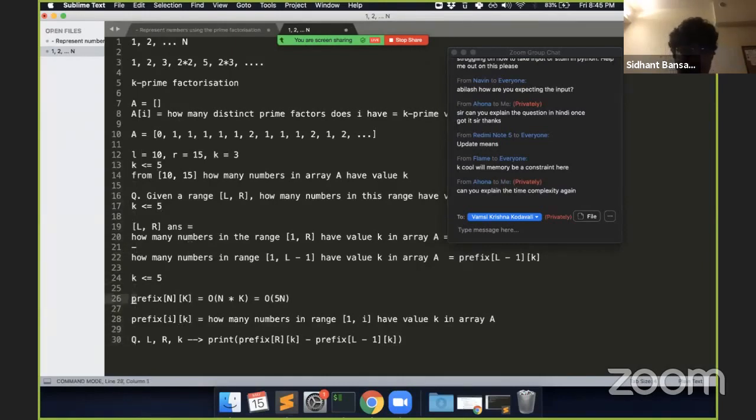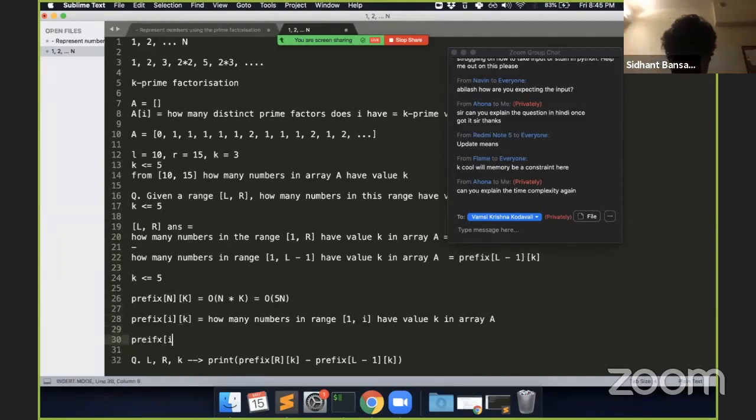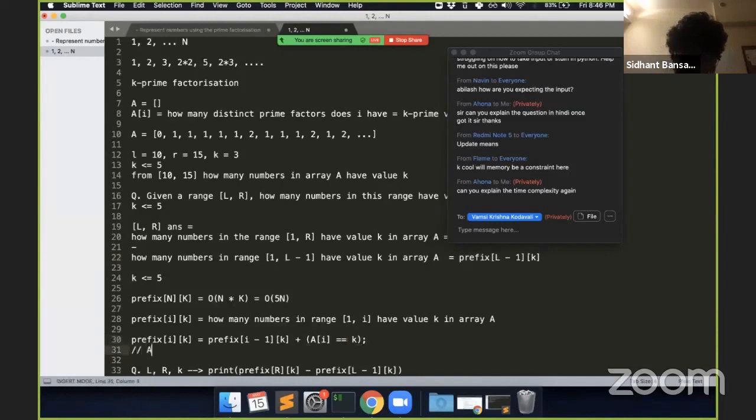Okay, can you explain the time complexity again? I haven't really talked about how you will create this prefix[i][k]. Prefix[i][k] is equal to prefix[i-1][k] plus (a[i] equal to k). This is the recurrence that we are going to use. Whatever we had till i minus 1, just add that, and check whether the current element is equal to k. If yes, then add a 1. If no, then add a 0. Here a[i] equal to k is going to be 1 if a[i] matches k, and 0 if a[i] does not match k.